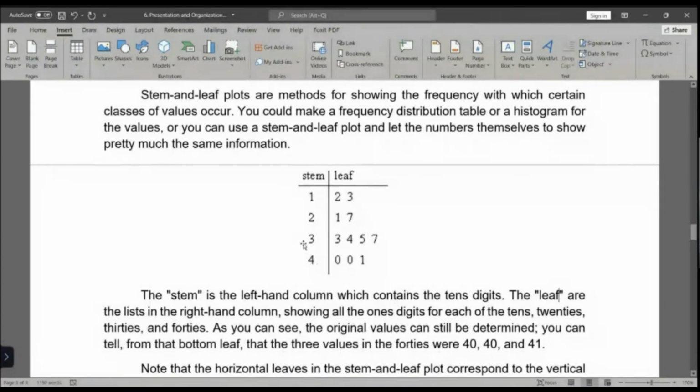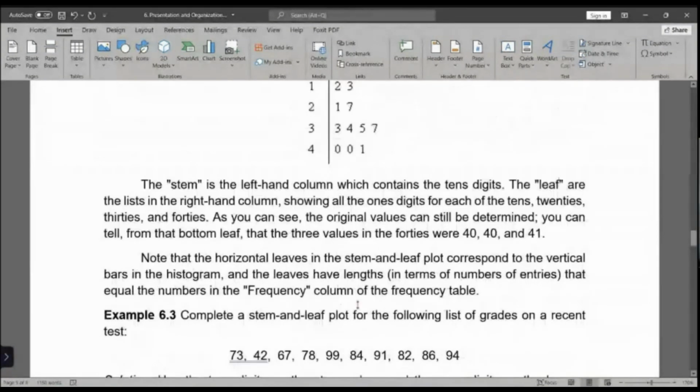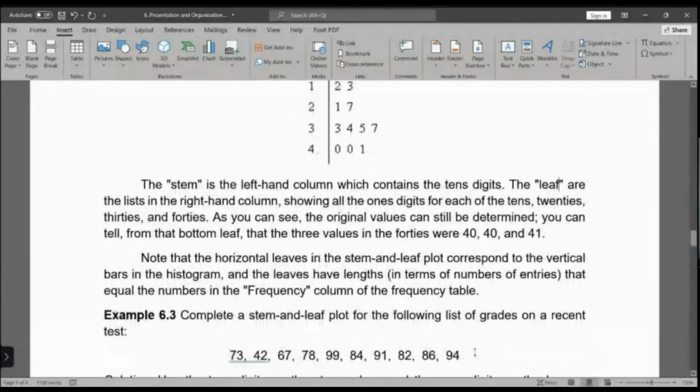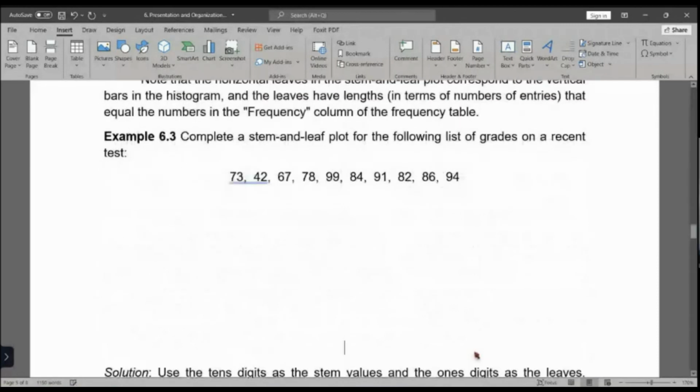Ayan. And since the data is already arranged in sequential order, you can easily identify the lowest value, which is 12, and the highest value, which is 41. And also, you may find the first quartile, second quartile, or the median, and the third quartile as well. This is your stem and leaf plot. Okay. Let's have an example.